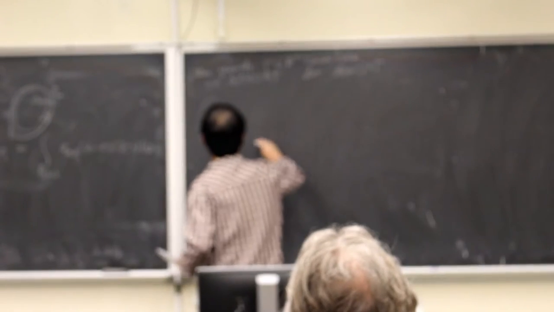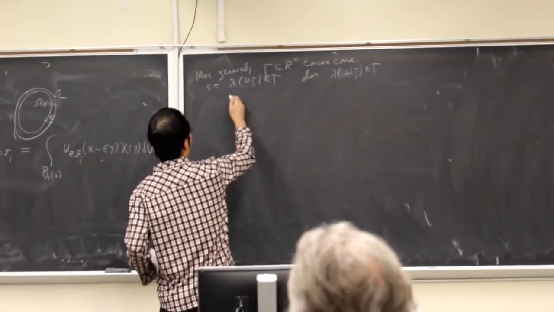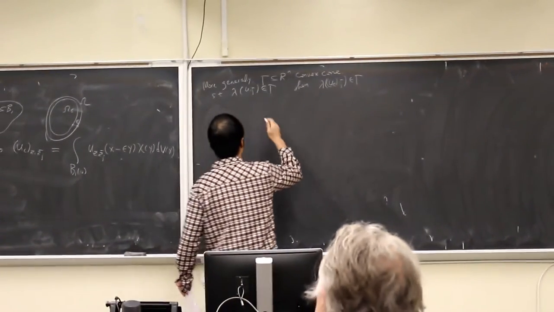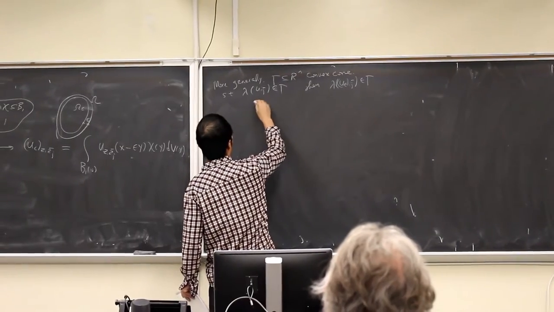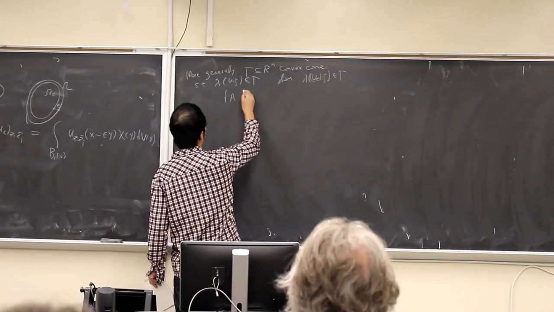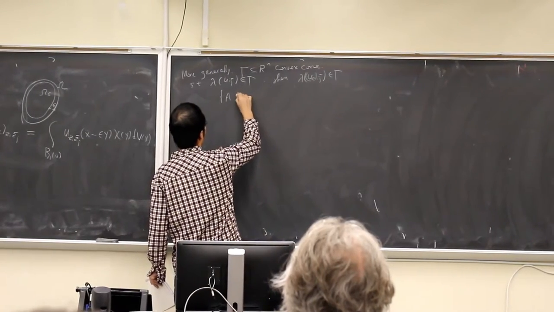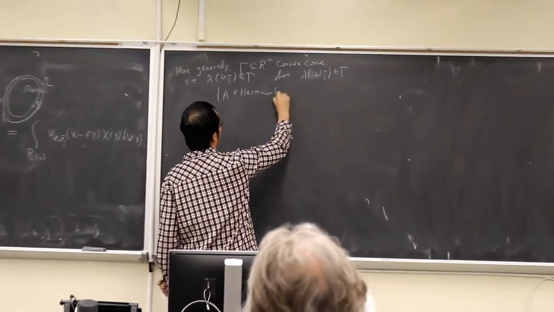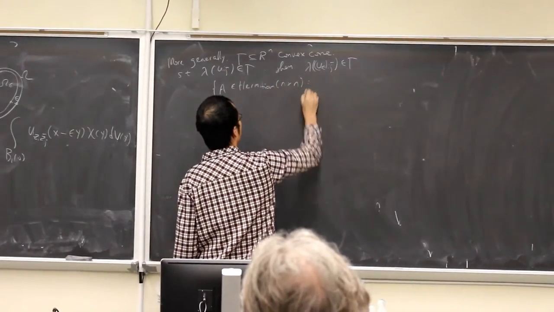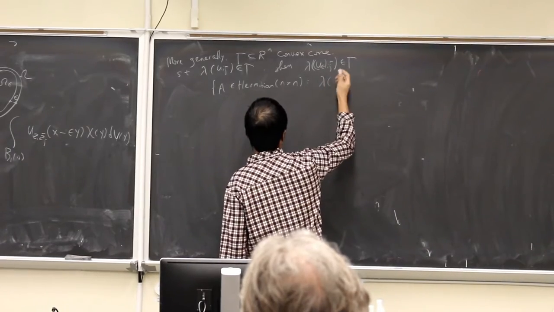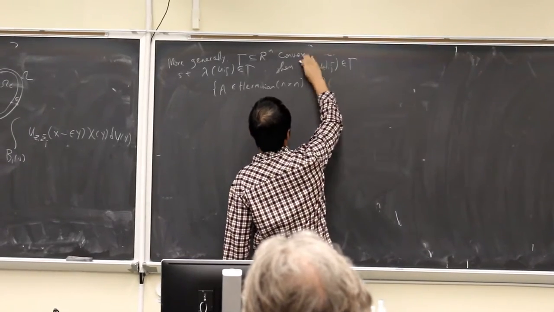Let me just say a few words about this. This just uses the property that the set of A, which is a Hermitian n by n matrix, such that the eigenvalue is convex and a symmetric cone.